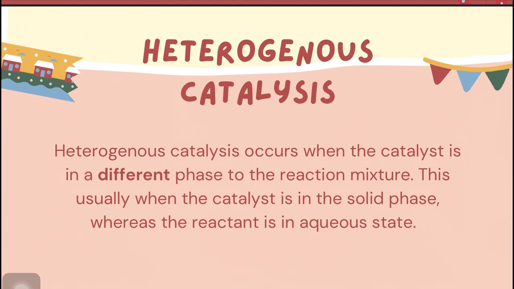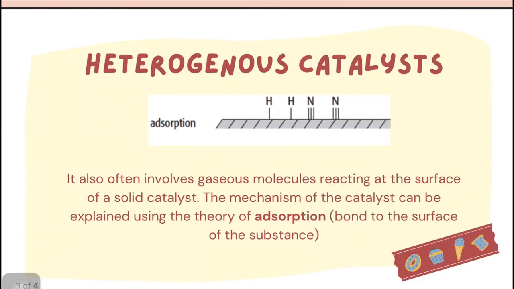Heterogeneous catalysis occurs when the catalyst is in a different phase to the reaction mixture. This is usually when the catalyst is in the solid phase, whereas the reactant is in aqueous state. Heterogeneous catalysis also often involves gaseous molecules reacting at the surface of a solid catalyst. The mechanism of the catalyst can be explained using the theory of adsorption, which is when the reactant is chemically bonded to the surface of the substance.